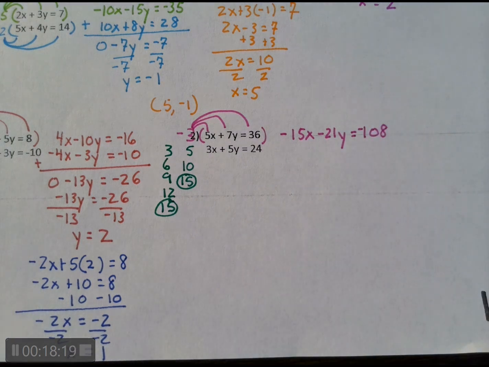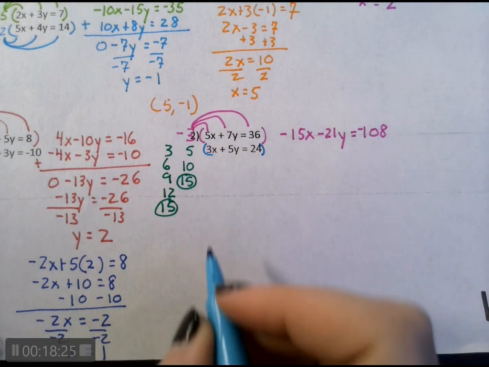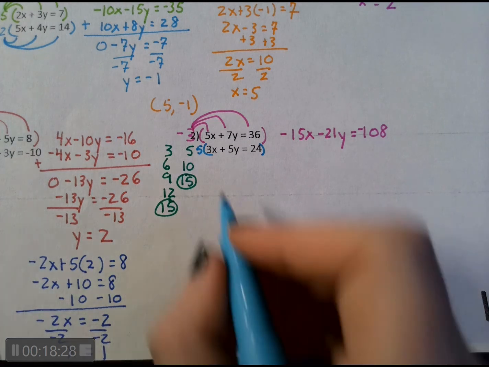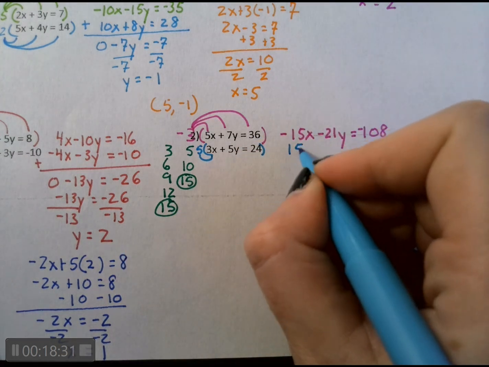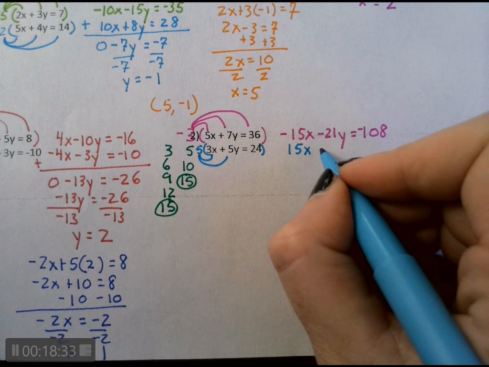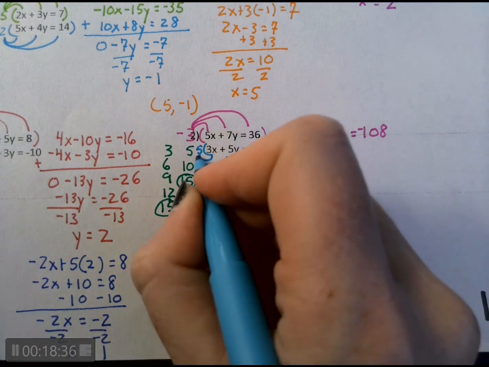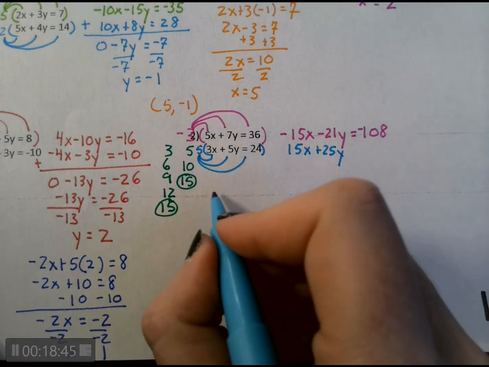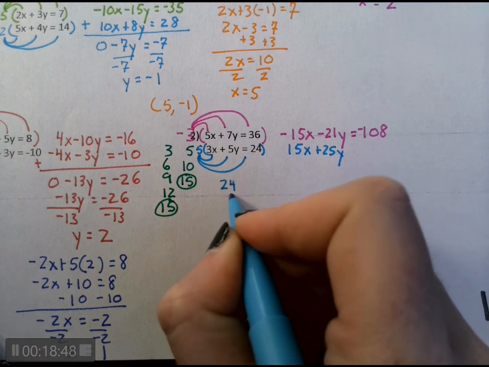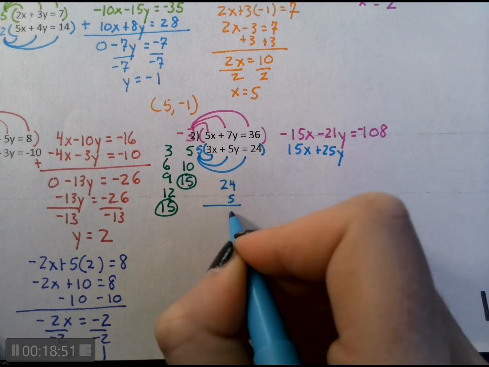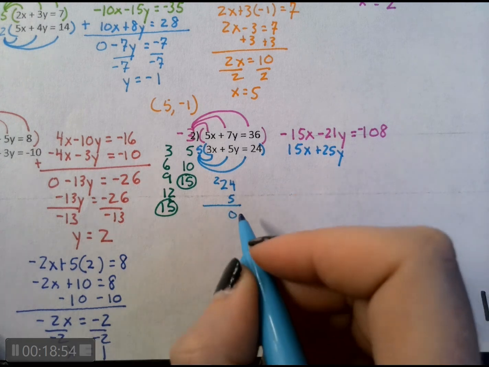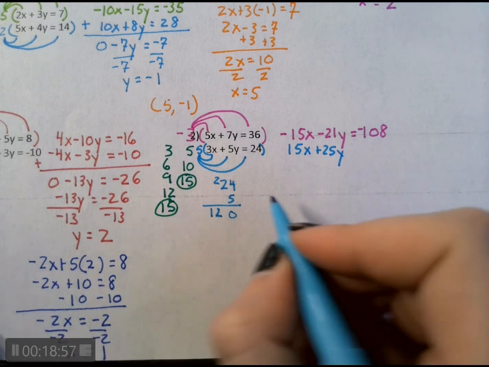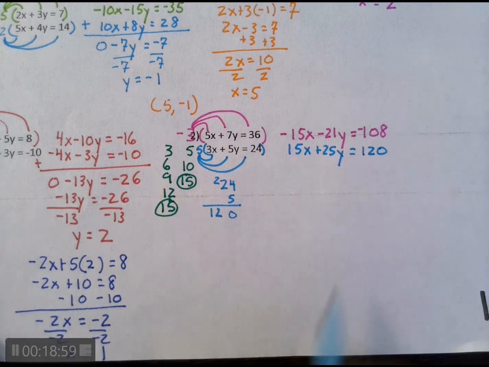Okay? And then I'm going to multiply my bottom equation by 5. So 5 times 3 will give me 15x. 5 times 5 will give me 25y. And then 5 times 24 is going to give me some number. I don't have my calculator with me, so hold please while I do this quick math. So that 5 times 4 gives me 20. 5 times 2 gives me 10, plus 2 will give me 12, so that equals 120.